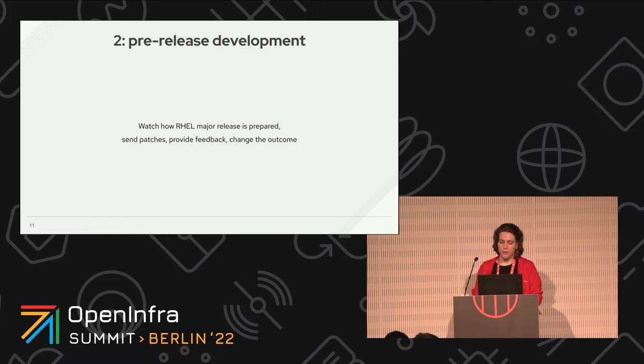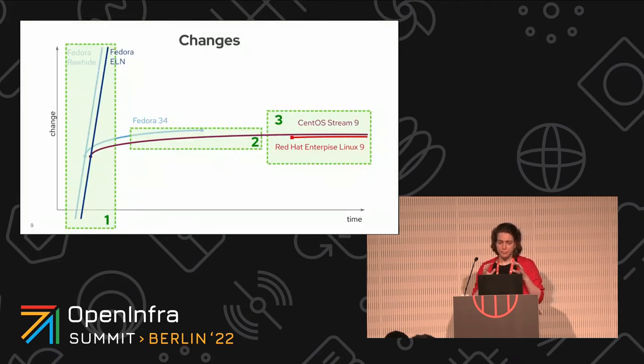So now with CentOS Stream, the entire flow from Fedora to Red Hat Enterprise Linux is done in the open.